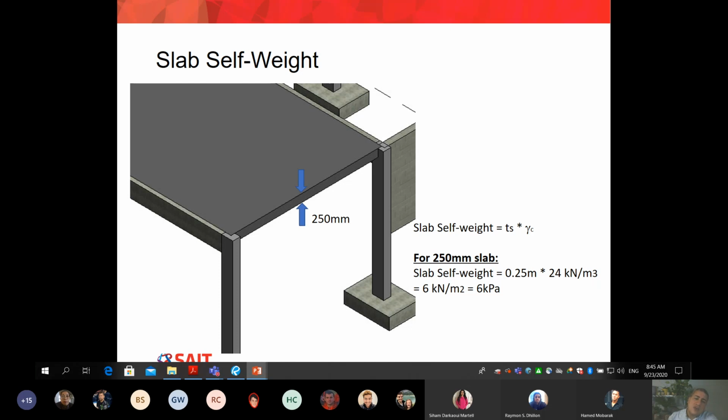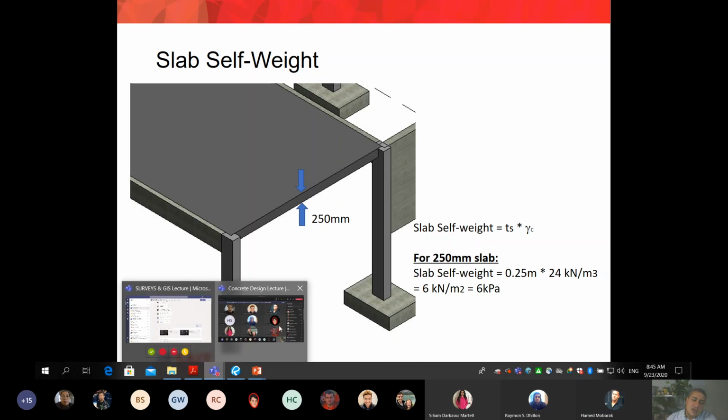We're not trying to estimate the self weight of the entire slab, so we're not multiplying times L times W. We are trying to estimate the self weight of the slab per unit area, per square meter. So we take a meter by meter of the slab and find the self weight. Did I answer the question? Yeah, thanks.